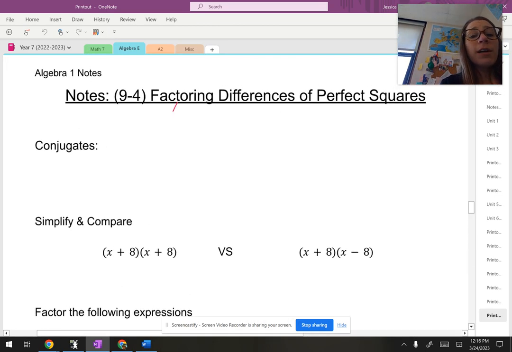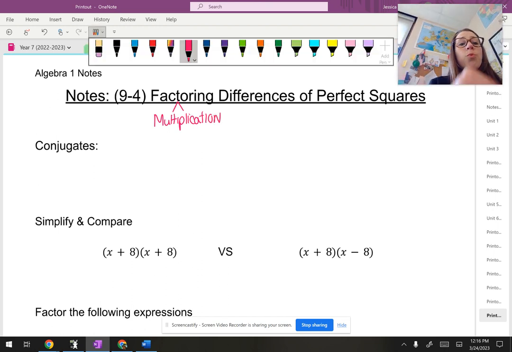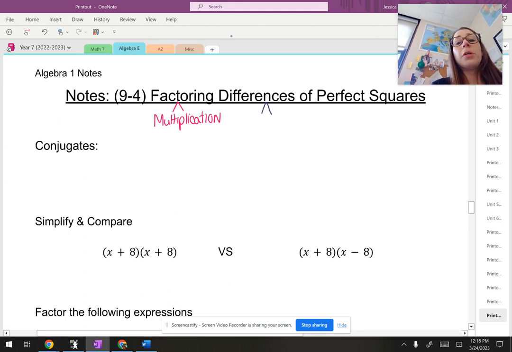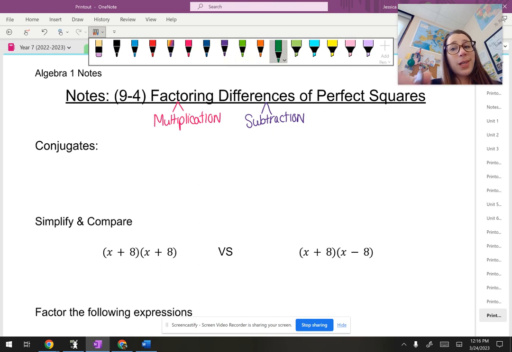Factoring. When you think of the word factoring, you should be thinking of multiplication. Factors are two things that multiply up. 12 and 2 are factors of 24 because 12 times 2 gives me 24. Differences. When you are asked to find the difference, that is talking about subtraction. Keep that in mind. That's important.